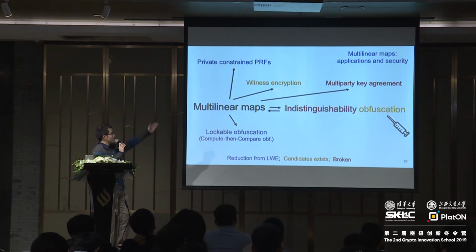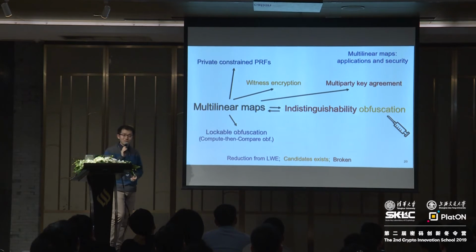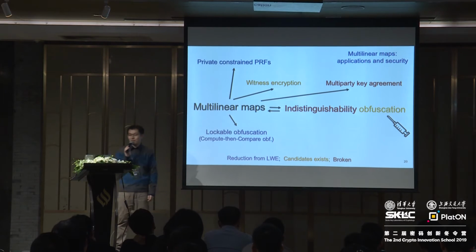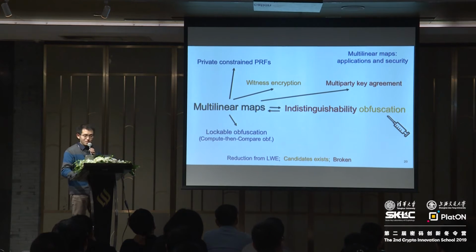Somewhere in between is something called witness encryption, which I will also try to talk about today. We have a candidate, we don't know how to base its security on LWE, and there's also no known attack. Roughly speaking, all the applications fall into these three categories. Of course, these three categories are almost complete, so anything can fit into these three. This is the landscape of multilinear maps.